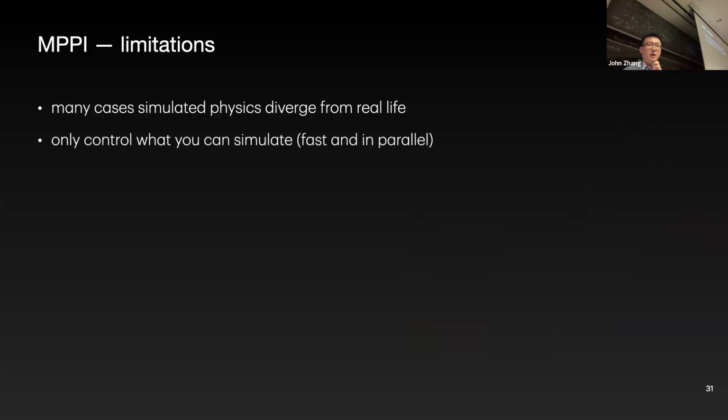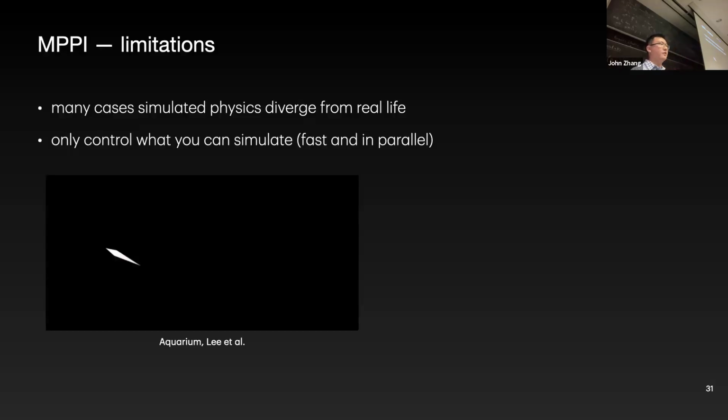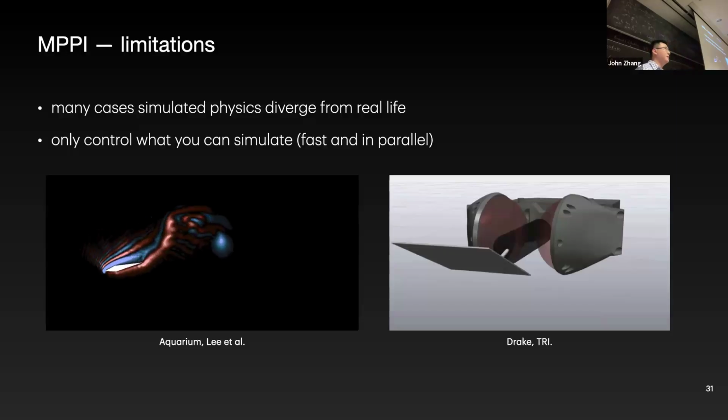All right, nice. So the second fundamental limitation I would argue for MPPI is that you can only control what you can simulate. This is broadly true regardless of whether you're doing reinforcement learning that uses some arbitrary simulator, or optimal control. But in the MPPI setting, not only do you have to simulate to control, you have to simulate things very fast and in parallel because you need the samples.